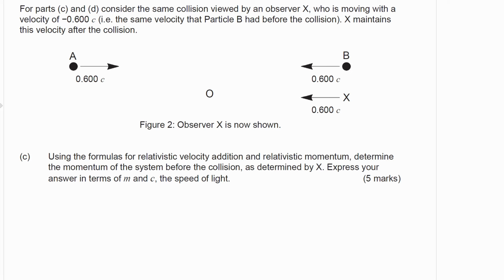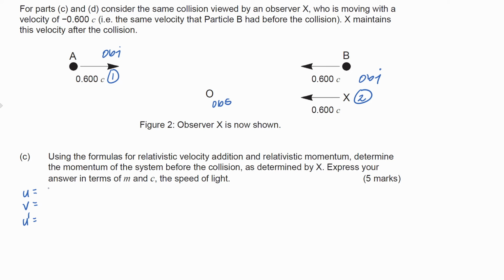So what we need to do is figure out the velocity of A as determined by X. Let's consider this to be the observer, because we know the velocity of A and the velocity of X with respect to the observer, or O. So let's make this object 1 and this object 2, and then let's do our defining of our variables.